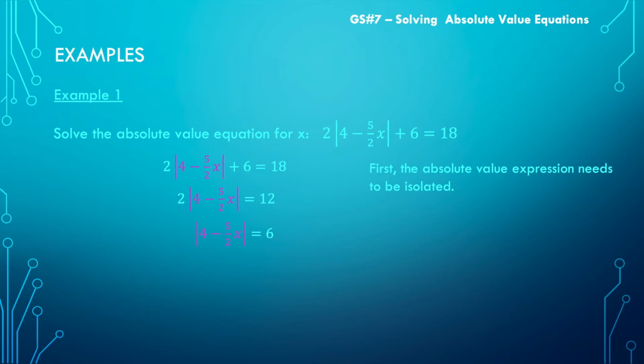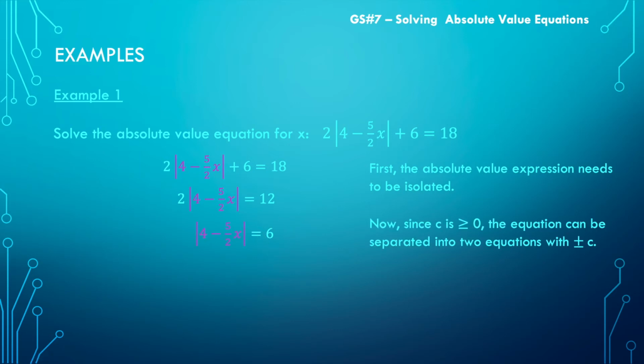Now I want to make sure that the constant that I have at this point, where we have the absolute value expression isolated, is not negative. And we're good. 6 is, of course, positive. Since that c value is greater than or equal to 0, we're going to separate this equation into 2 equations with plus and minus 6.